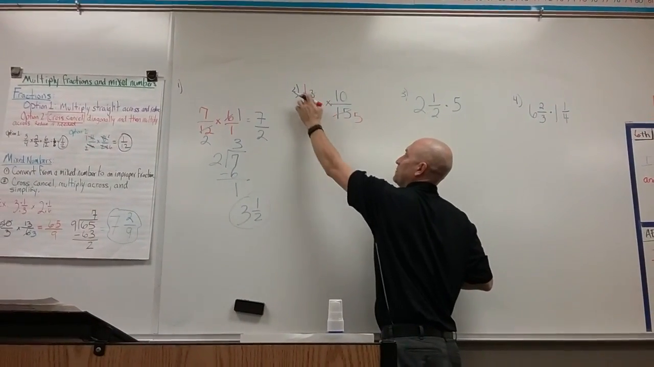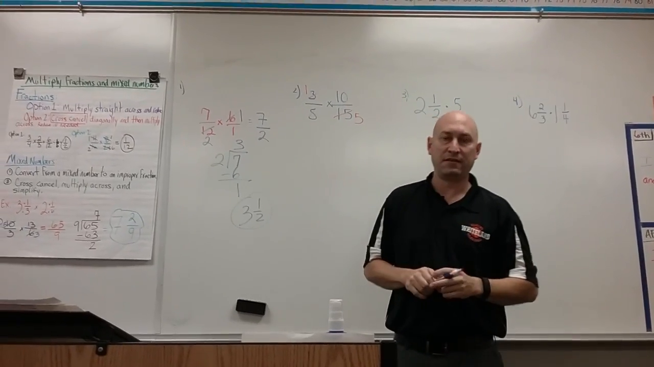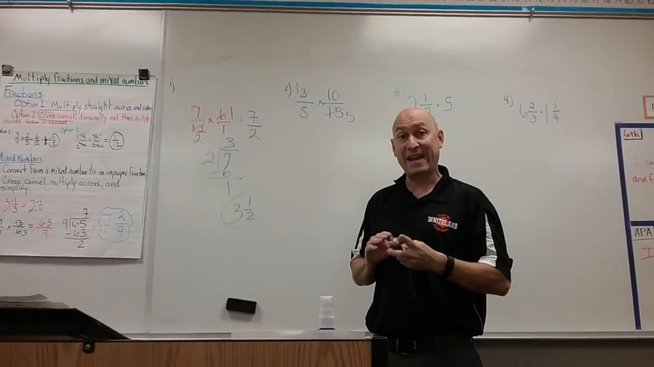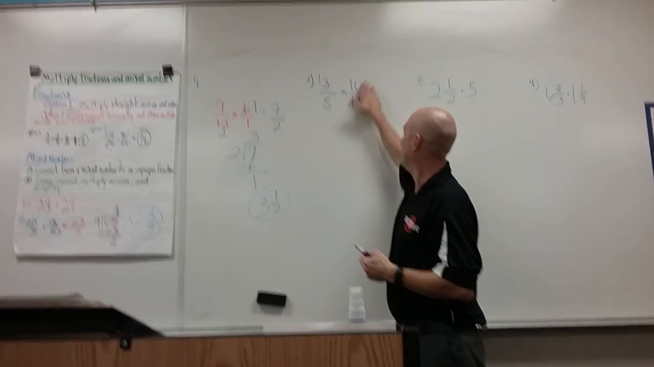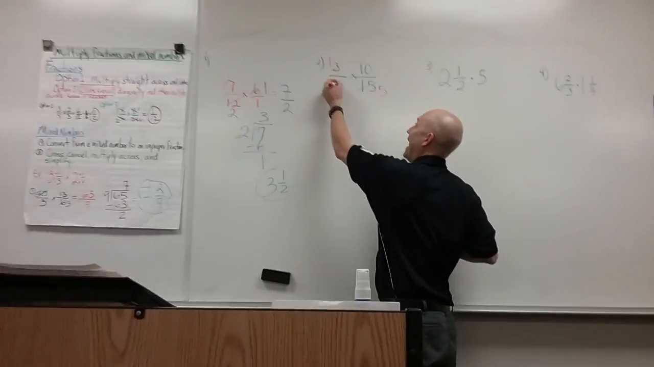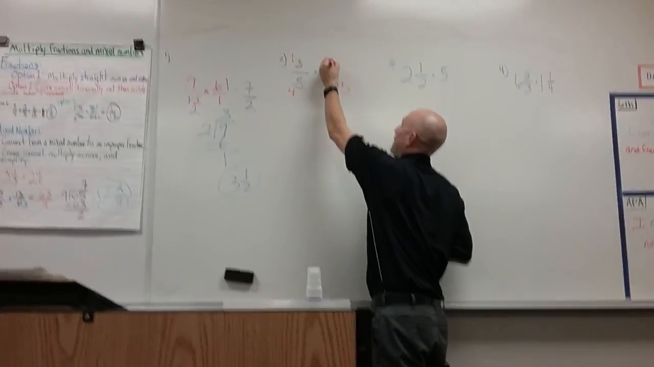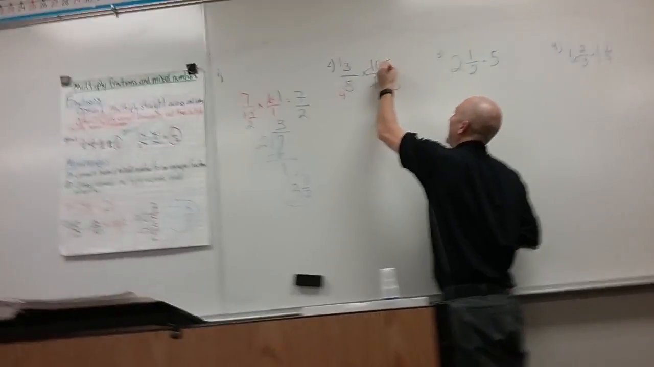So 3/15 becomes 1/5. Next, I look at the 8 and 10, and I ask myself, what can I divide 8 and 10 by? Well, they're both even, so I know I can divide them both by 2. 8 divided by 2 is 4. 10 divided by 2 is 5.